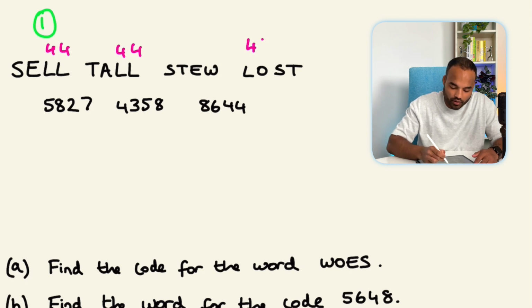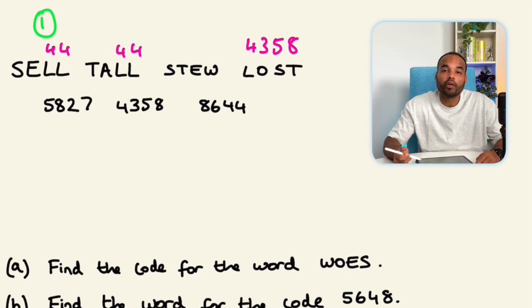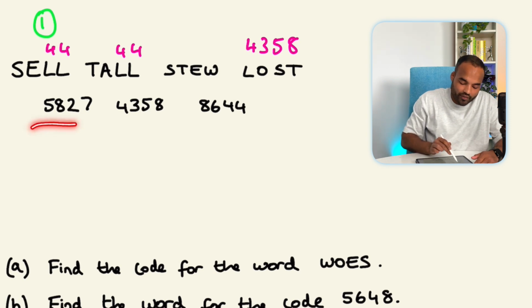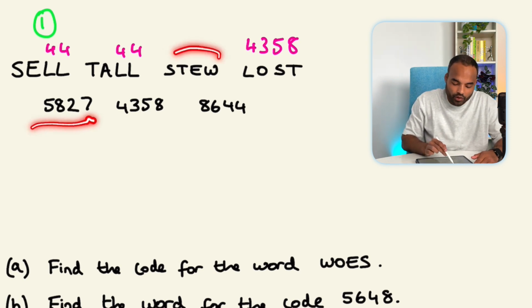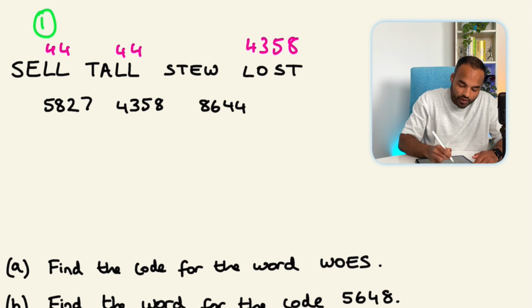So let's come back over here. I'm going to write 3, 5, 8. You can see so far I haven't done this by drawing a number box. So now that we know that 4358 is for lost, you can have a look and you can see that S is represented by the digit 5. And so our code of 5827, that can only be for stew. We know it can't be for cell because cell has to end with 2 4s.